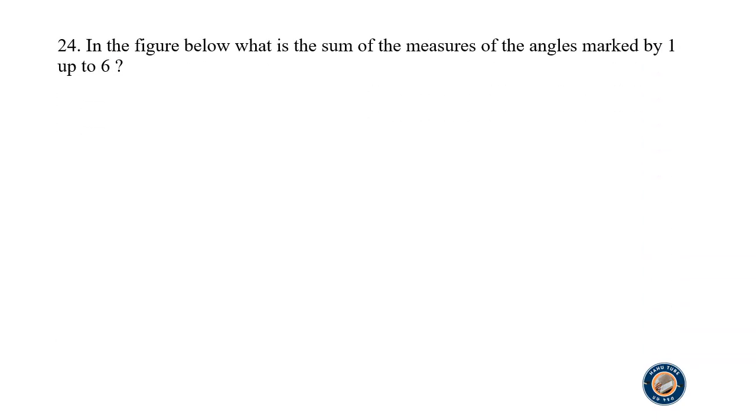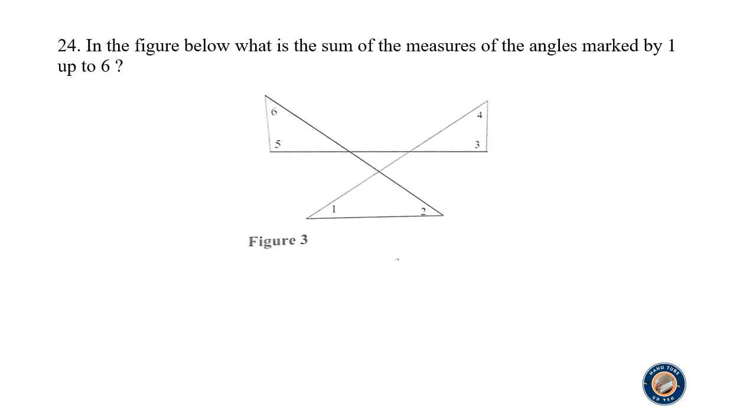Question number 24. In the figure below, what is the sum of the measure of the angles marked by 1 up to 6? A. 90 degree, B. 180 degree, C. 360 degree, D. 720 degree.